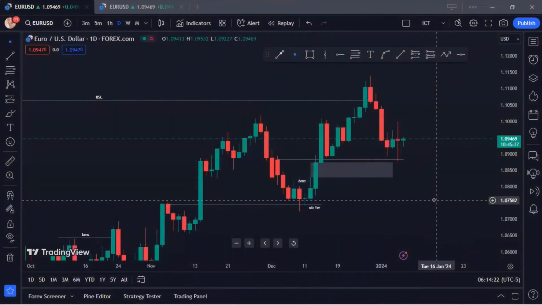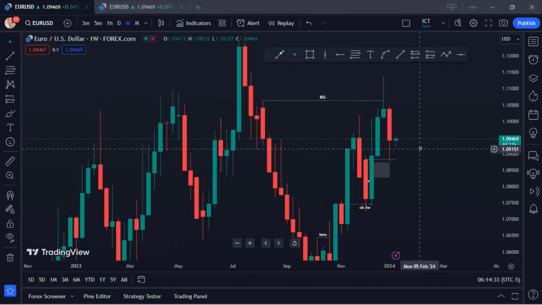All right, guys, you're welcome back to the chart. Looking at price right now, this is EURUSD. Previous week closed bearish. Let's check the weekly time frame. Previous week closed bearish.